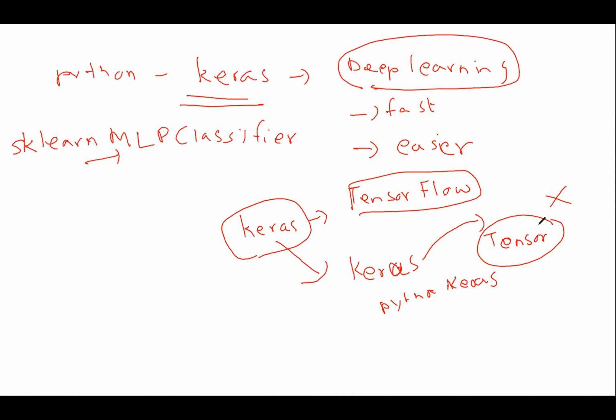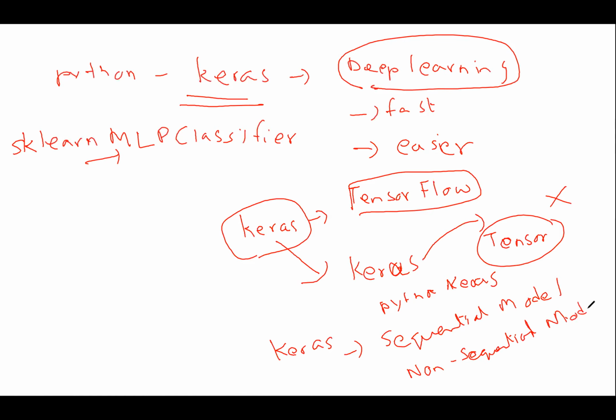But there are certain things in Keras I need to tell you. There are something called sequential models and functional models, or non-sequential models. These are the two models in Keras.